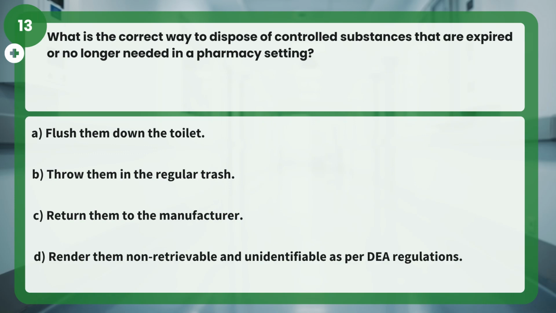Question 13. What is the correct way to dispose of controlled substances that are expired or no longer needed in a pharmacy setting? A. Flush them down the toilet. B. Throw them in the regular trash. C. Return them to the manufacturer. D. Render them non-retrievable and unidentifiable as per DEA regulations.